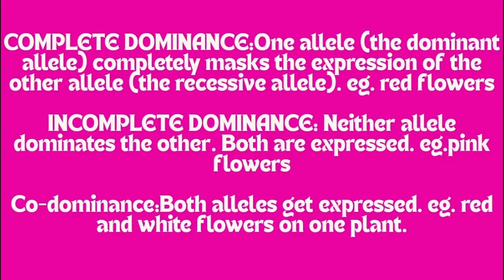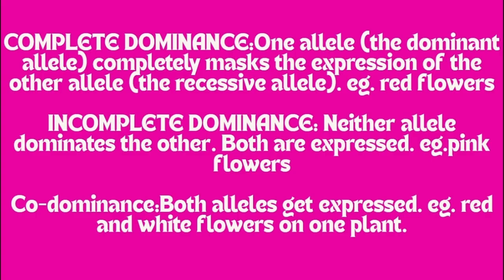Incomplete dominance, neither allele dominates the other. So if we had a red flower and a white flower and they mated, the flower that we're going to get is going to be a pink flower. So it means that both alleles are going to be expressed, and usually when that happens, it gives rise to a completely new trait or a different color, because obviously neither parent was pink. One parent was red, one was white. So how did we get pink? Because it was incomplete. It was like a blend of both colors.